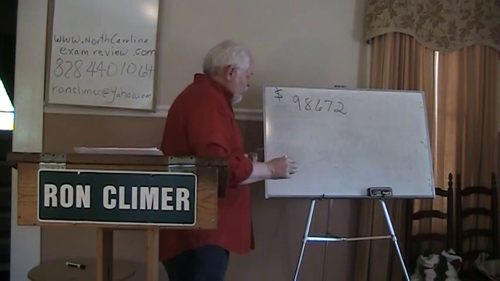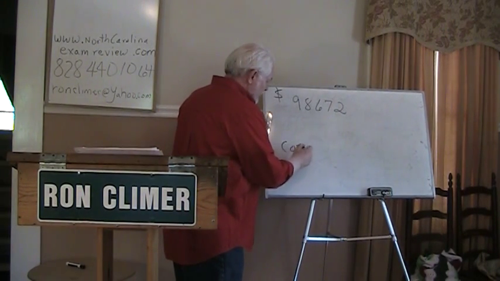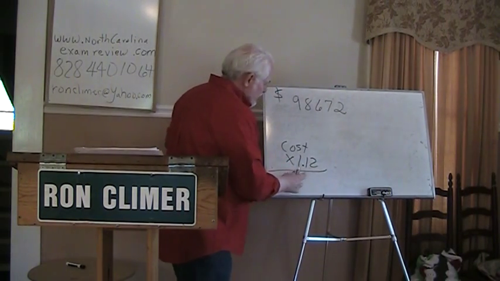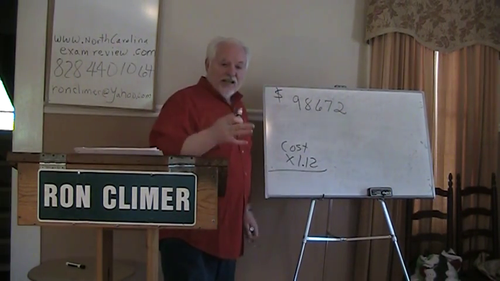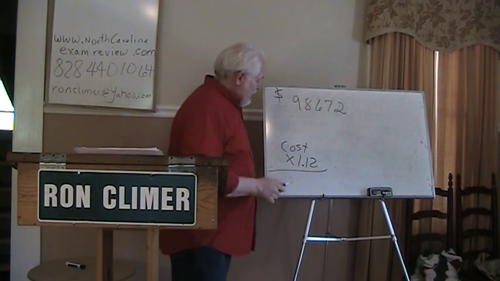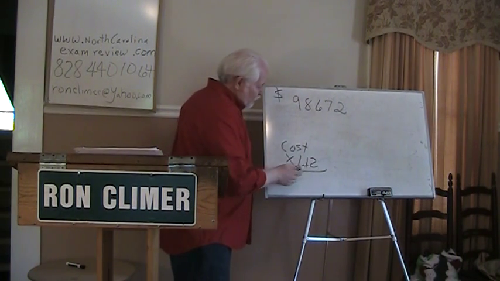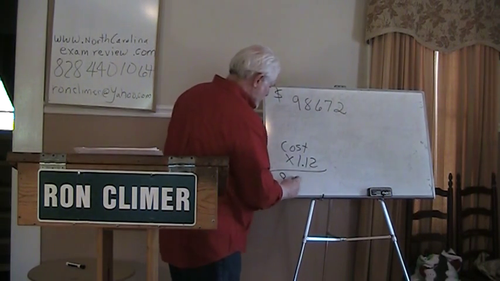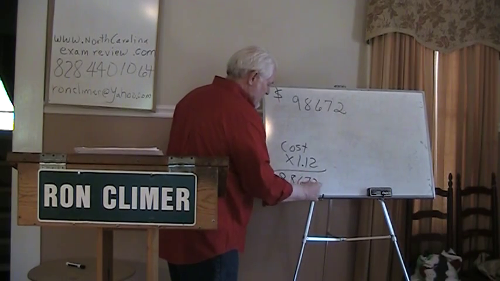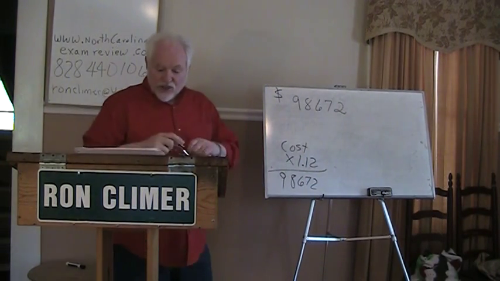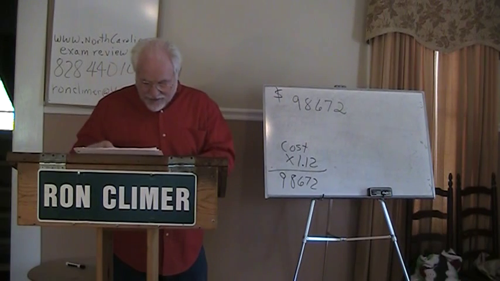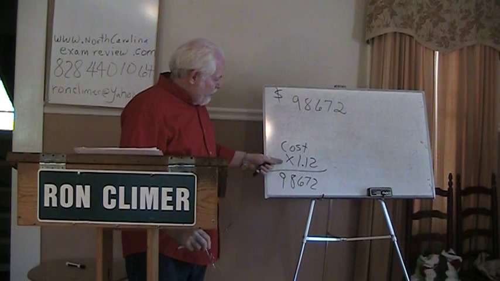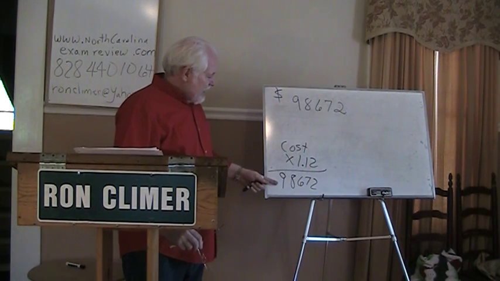It's 100% of what they paid for it plus 12% profit. So if we knew the original cost, what they paid for it, times 1.12, which is 112% expressed as a decimal, the cost times 1.12 is going to give us $98,672, because that's what they sold it for. Let me make sure I got that right. Yeah, they sold it for this. So if we knew what they paid for it, times 112% would give us $98,672.